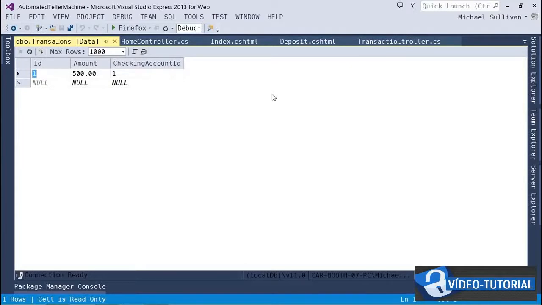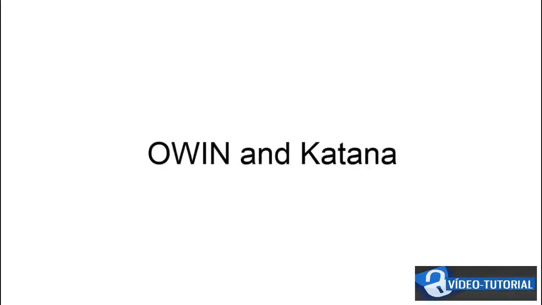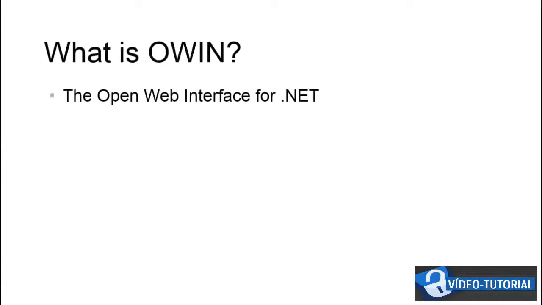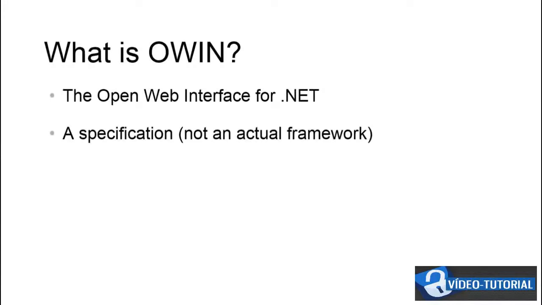In this video, I'll present an introduction to OWIN and Katana, two closely related projects that will become increasingly important as ASP.NET continues to evolve. OWIN stands for the Open Web Interface for .NET. It's a specification of a standard and not an actual code-based project.